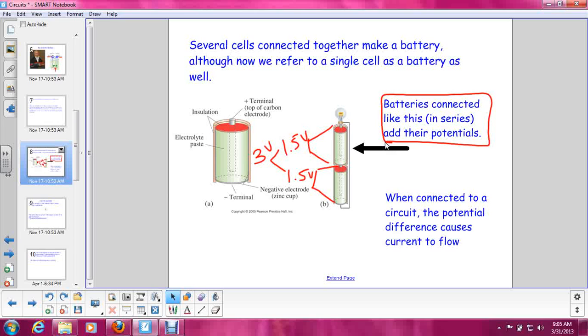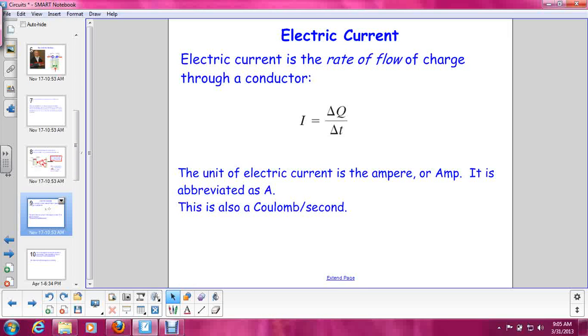Now when we add this potential difference to a circuit, that causes current to flow. And like I said, current is the movement of electrons, or the movement of charge through a conductor. So electric current is the rate of flow of charge through a conductor. How fast does current move through that conductor? We represent current with the symbol capital I. So this is electric current.